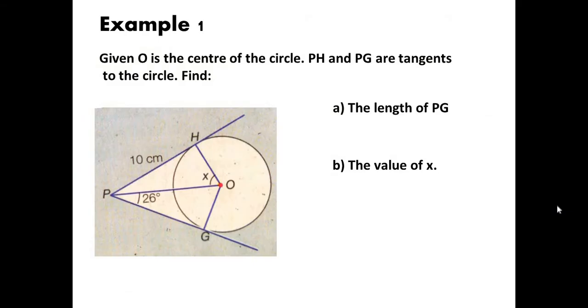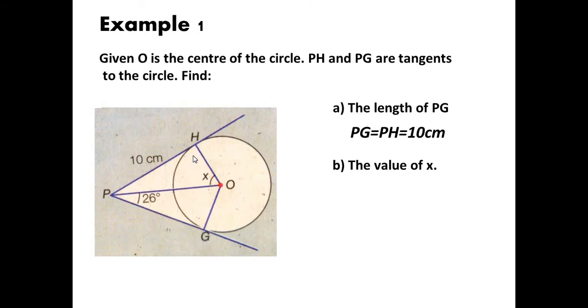Okay, now we try to apply all those properties to this question. The first one, given O is the center of the circle, PH and PG are tangents. What is the length of PG? Right? So what is the answer? The answer is 10 cm. Then what is the value of x? Okay, so now we have to do some working.